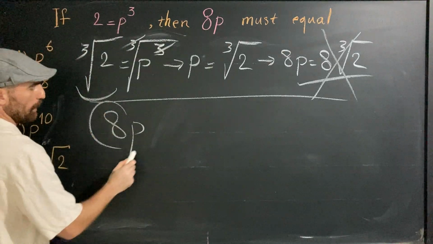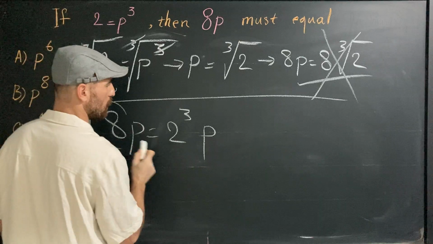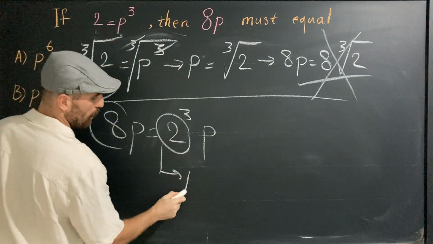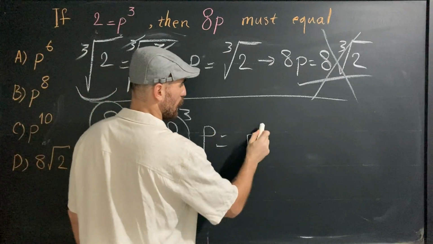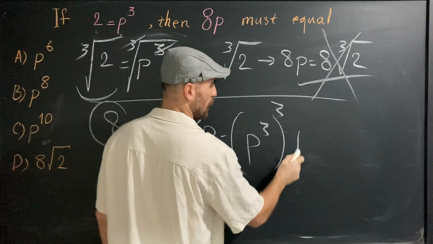What is the value of 8? 8 can be written in the form of 2 cube times p. What is the value of 2? 2 is p cube, right? I write here p cube. So let's see, what do we have? p cube raised to the power of 3 times p.